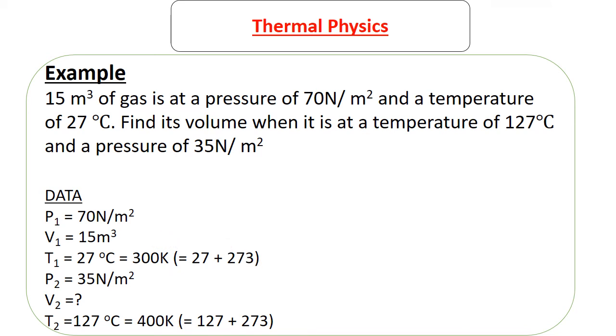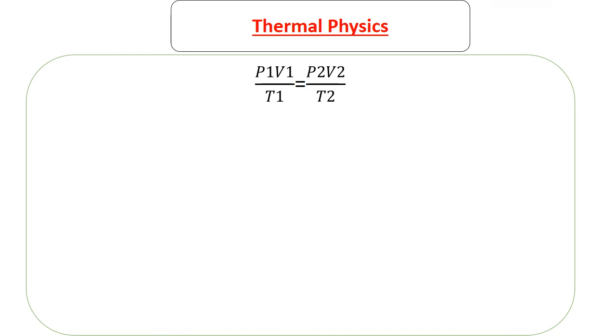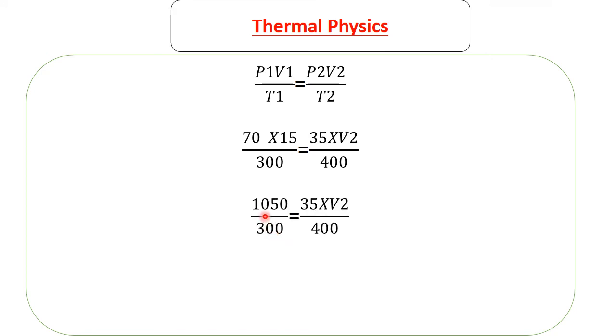Next, we start plugging in. P1 V1 over T1 equals P2 V2 over T2. So 70 times 15 over 300 equals 35 times V2 over 400. When we do the multiplication on top, we're going to have 1050 and 300 on the bottom here. Nothing has changed. If you want, you can divide here, but you can also cross multiply. If you cross multiply, 1050 times 400 is going to give you 420,000. 300 times this is going to give you this.